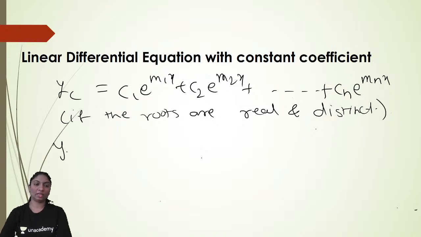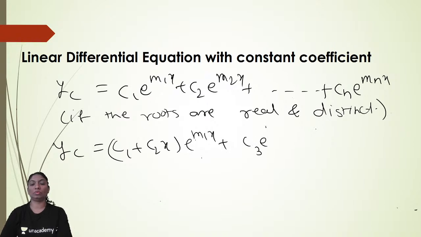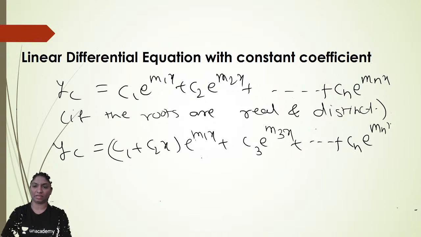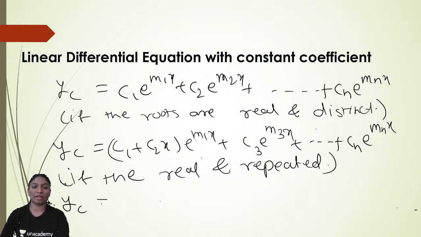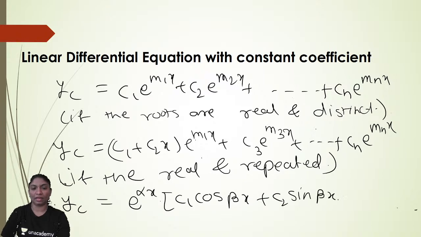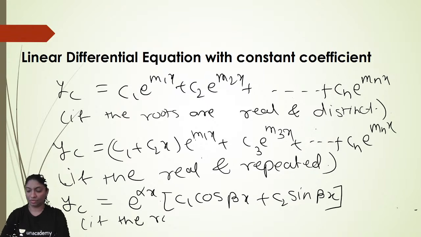Second one, if the roots are real and repeated, yc is equal to c1 plus c2 x into e raised to m1x plus c3 e raised to m3x and so on plus cn e raised to mnx. And if the roots are complex, then we can write yc is equal to e raised to alpha x into bracket c1 cos beta x plus c2 sin beta x.